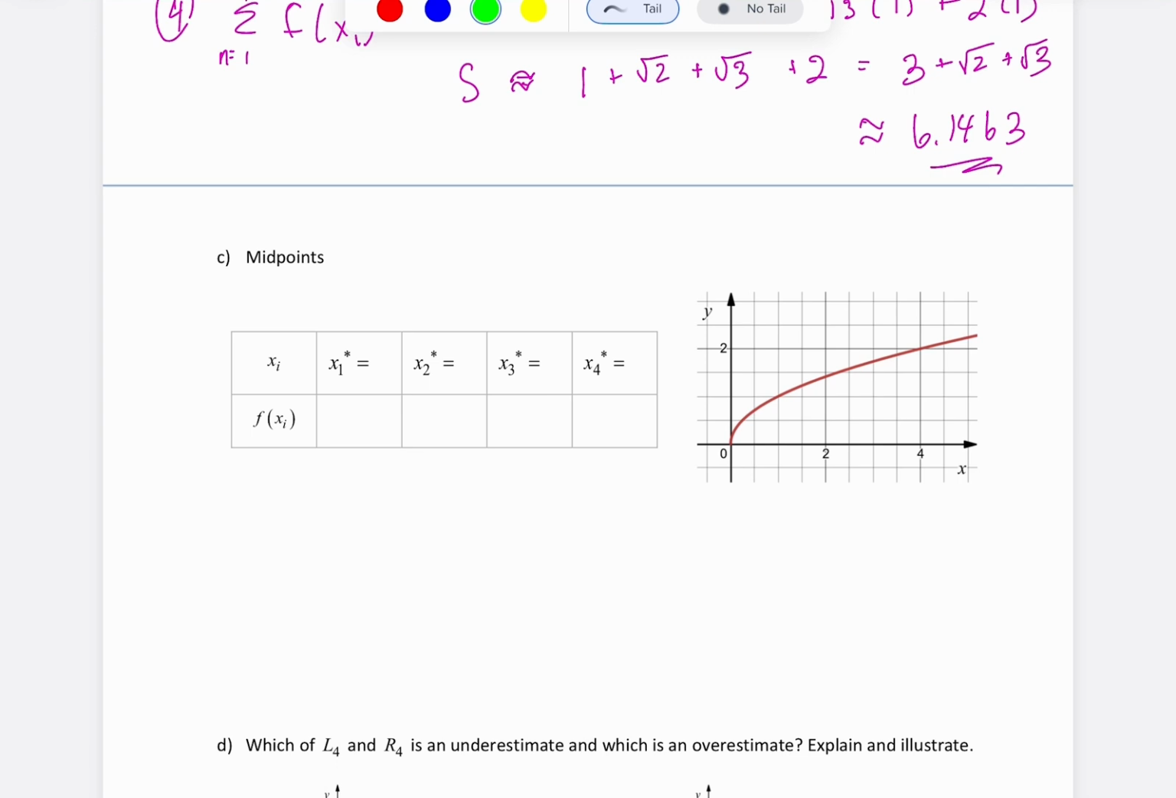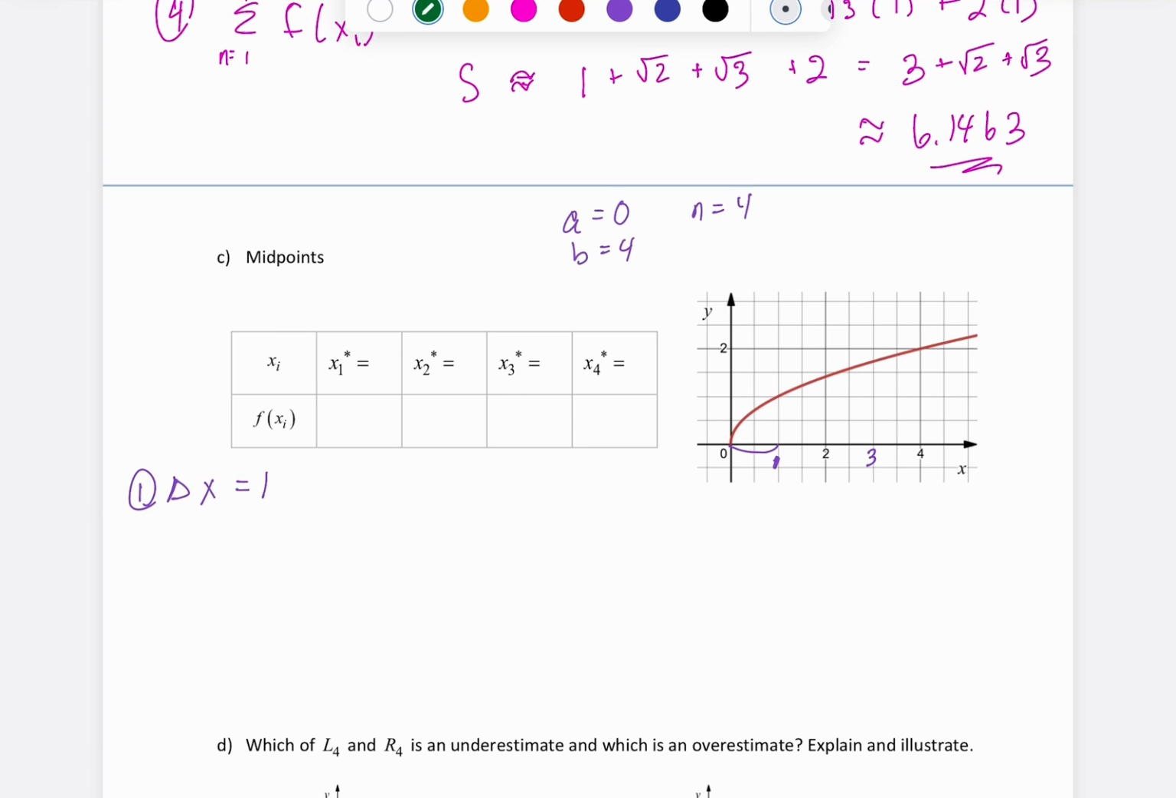So with midpoints, let's go through those same steps so we can see them laid out. So that first step is to find delta x. Our delta x is going to be the same because our a is still 0, our b is still 4, and our n is still 4. So nothing has changed there. So each of my delta x's will be 1 unit. So I'll get x1 at 1, x2 at 2, x3 at 3, and x4 at 4.